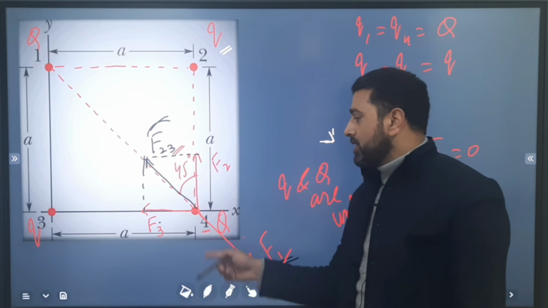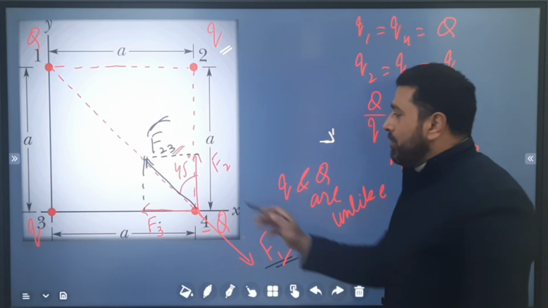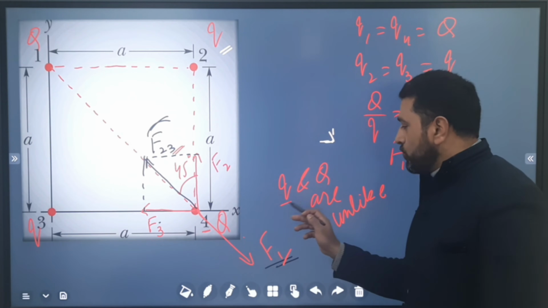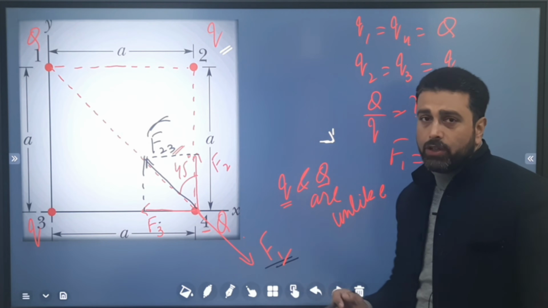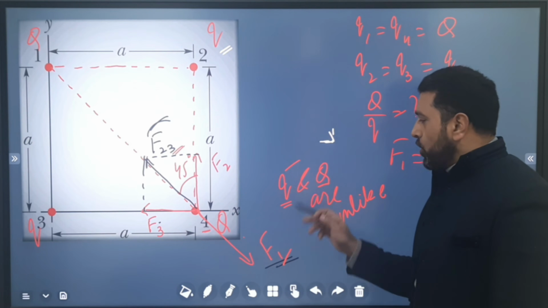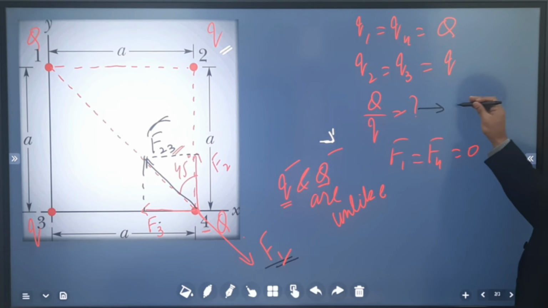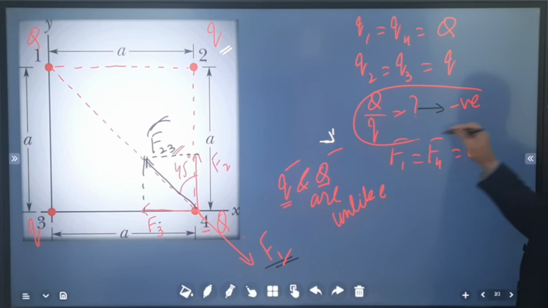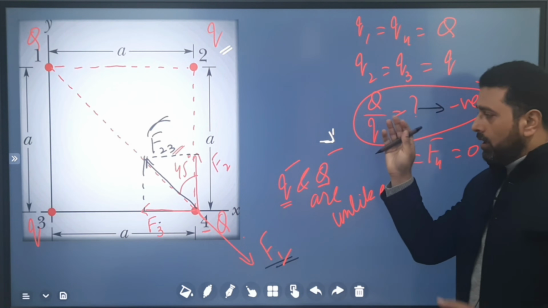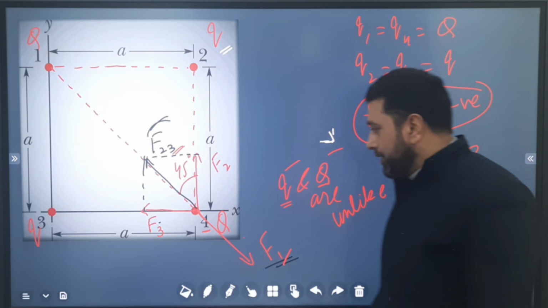Then only they will cancel out and net force will be 0. So for a while now we'll only consider the magnitudes of the forces. That means we'll only consider the magnitudes of Q and q. The signs we'll introduce at the end. Remember, if one of them is positive and the other one is negative, then the ratio must be negative, so we'll have a minus sign at the end. For now, we'll just use the magnitudes and introduce the minus sign at the end.